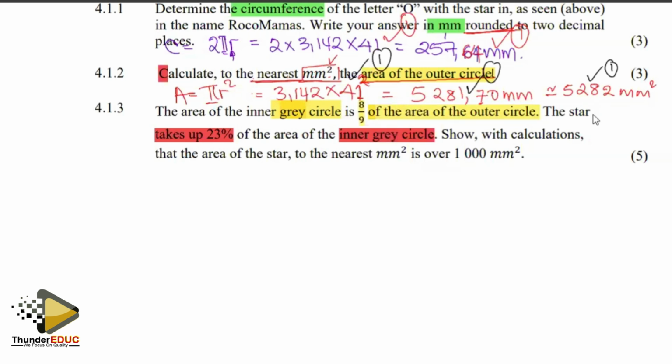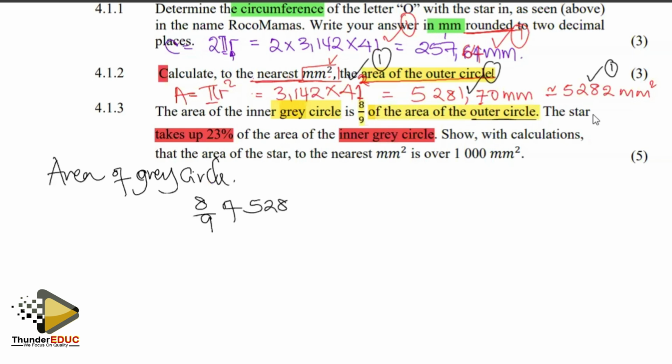So now, first and foremost, ask yourself, what are you going to do? First, you're going to find the area of the gray circle that I just showed you, which they have told you is 8 out of 9 of the area of the outer circle. And remember, the area of the outer circle we just got in the previous question, which was 5,282. What am I looking for? I'm looking for the area of the gray circle, which is the yellow one.